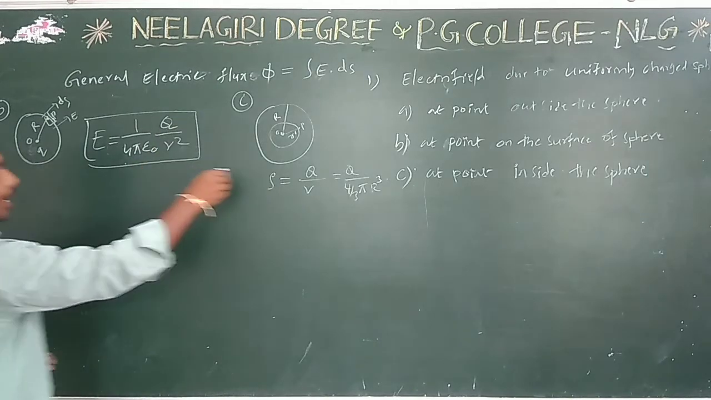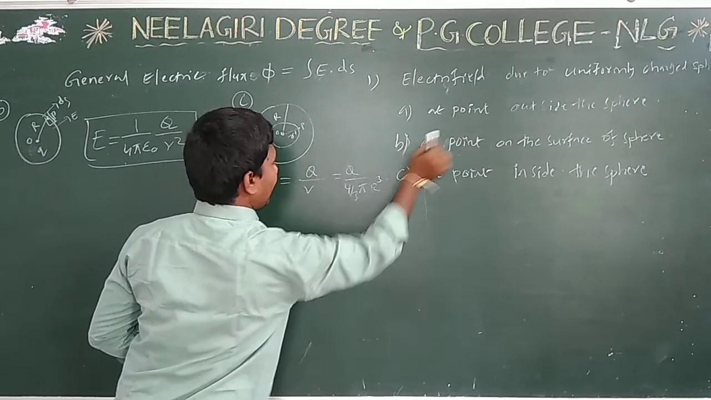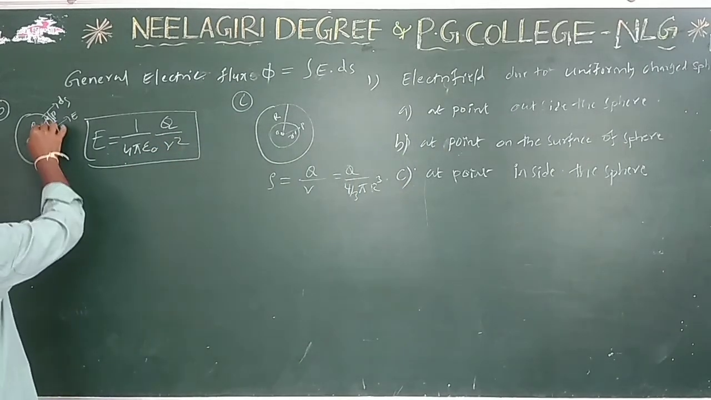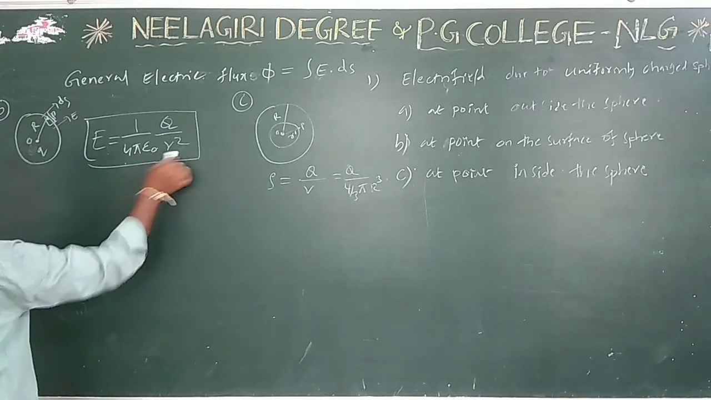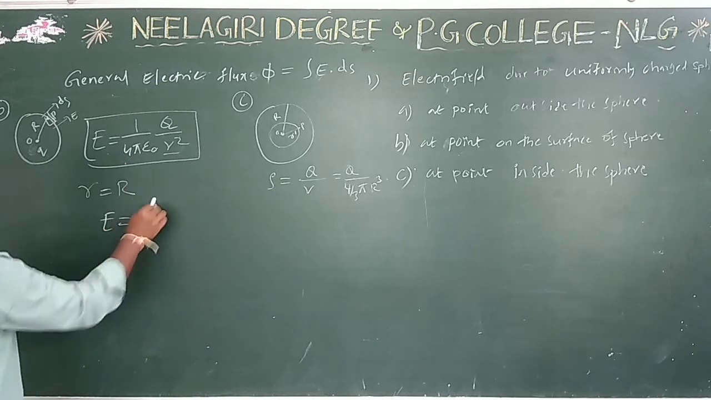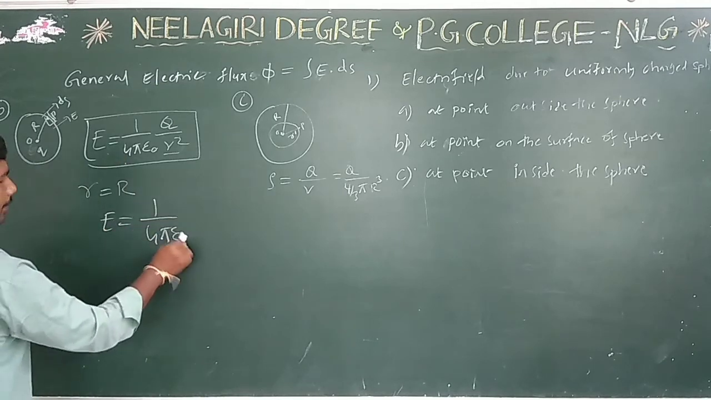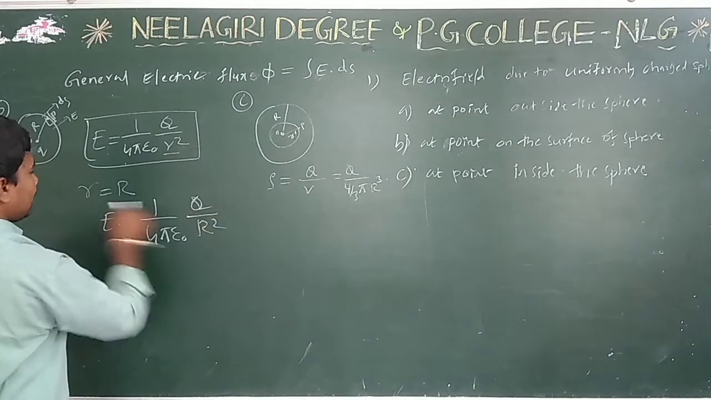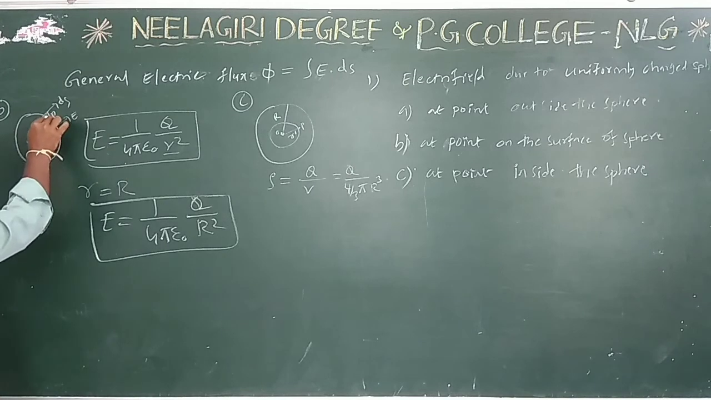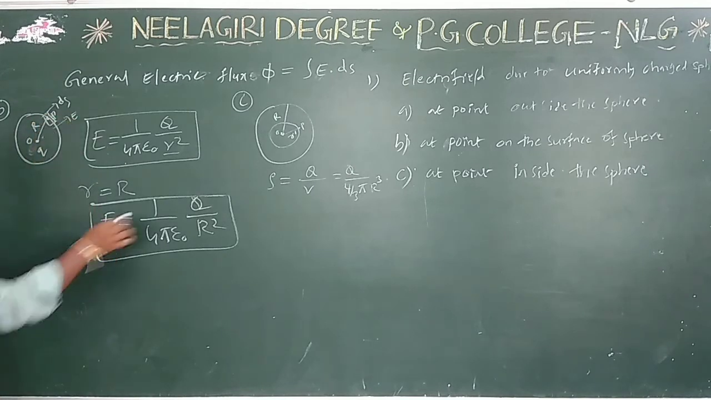Simply, we want a point on the sphere. We write here, small r is the distance outside the sphere, and here capital R is the radius of the sphere. We simply replace small r with capital R. We rewrite the equation: 1 by 4 pi epsilon naught, q by R square. This is for a point charge on the sphere. Here the electric field is equal to 1 by 4 pi epsilon naught, q by R square.